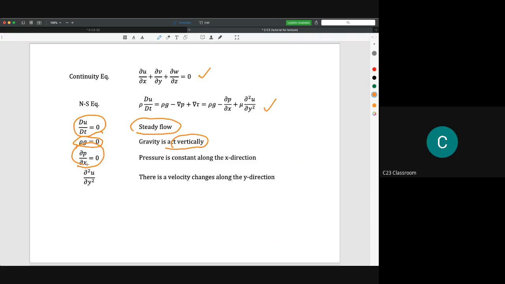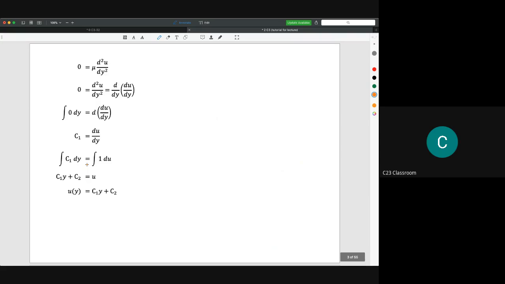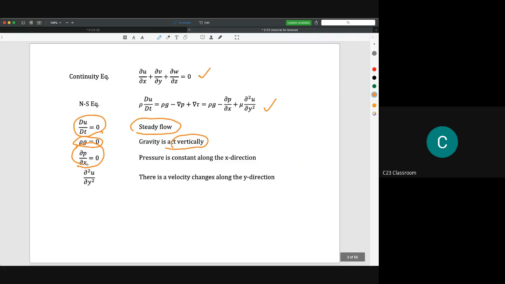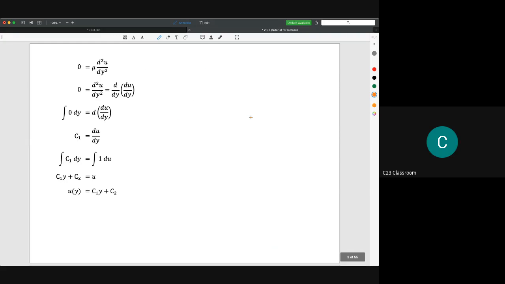And then there is velocity change along the y direction, so the value of du/dy actually has a value. If we simplify this, we don't have a pressure term here, we don't have gravity here, and we don't have any changes along time. So now the only term that we have is mu d squared u over dy squared, and it is equal to 0.